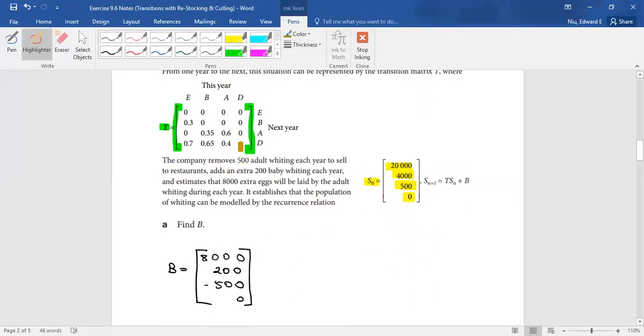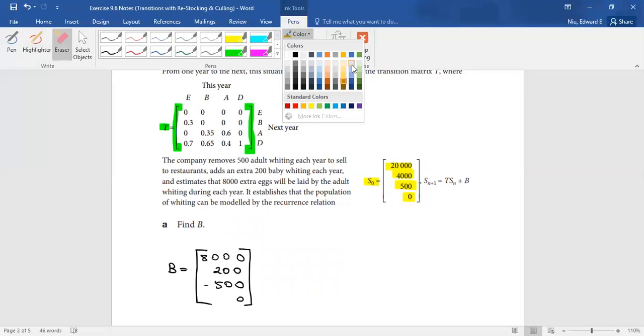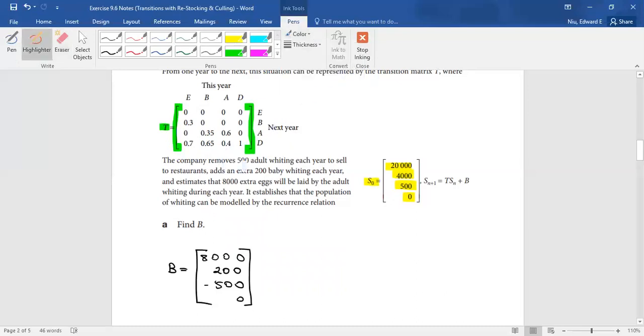Let's use that. So we know the company removes 500 adults, and that goes to 200. But no, it's got to show. We can't have this situation where it doesn't show. Because it's important, we're going to go with this baby blue. All right, so 500, 200, 8,000.